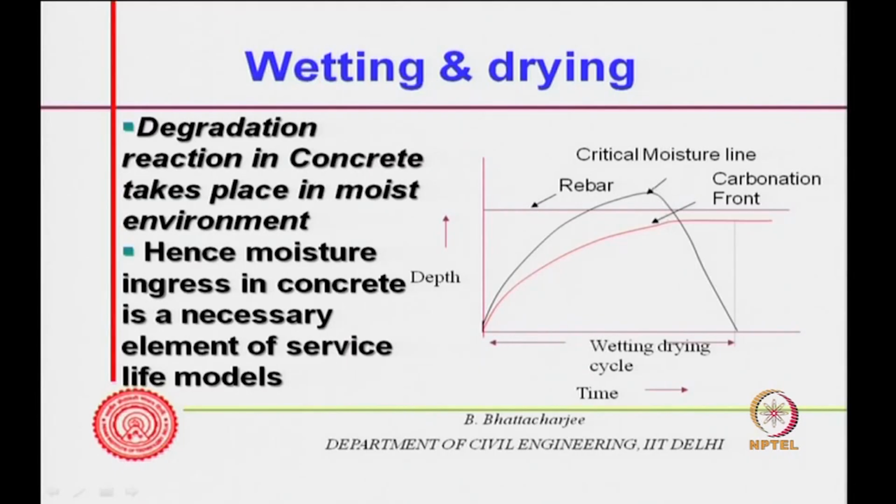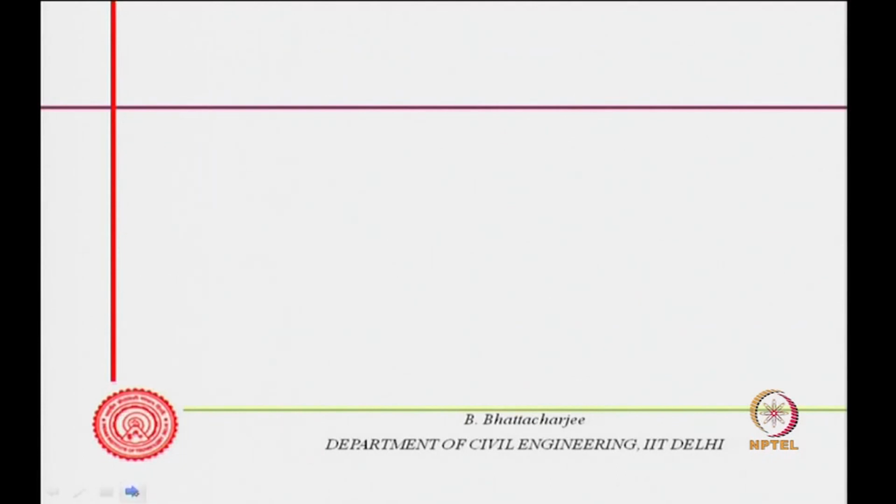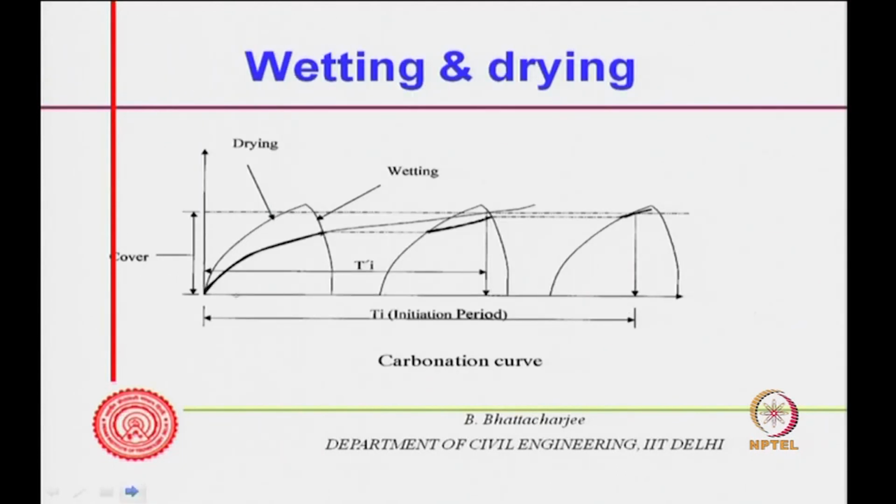Then the drying stops here, and suddenly wetting occurs at a very fast rate, and then it becomes saturated, so no carbonation will progress. So, carbonation will progress only within this envelope, and this process will be repeated, and you can see this in this diagram. This process will repeat.